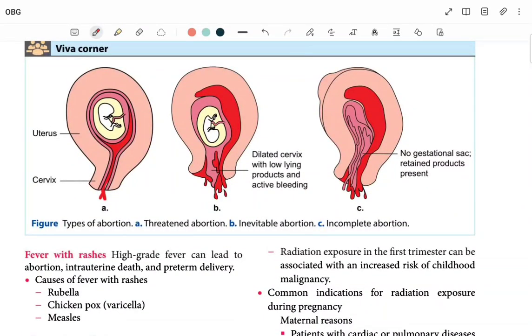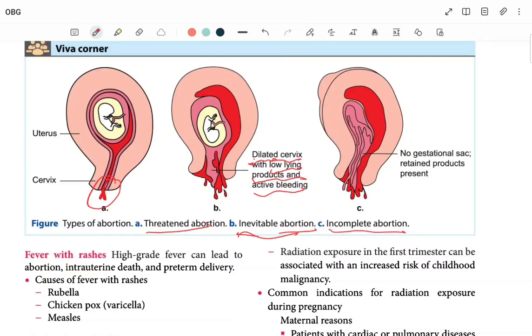So in figure A, if you see, it's a threatened abortion where the cervix is closed and it's just presented with spotting PV. And in the second figure, it is an inevitable abortion. In inevitable abortion, the cervix is going to be open. So there is a dilated cervix with low-lying products and active bleeding. So active bleeding will be there in case of inevitable abortion.